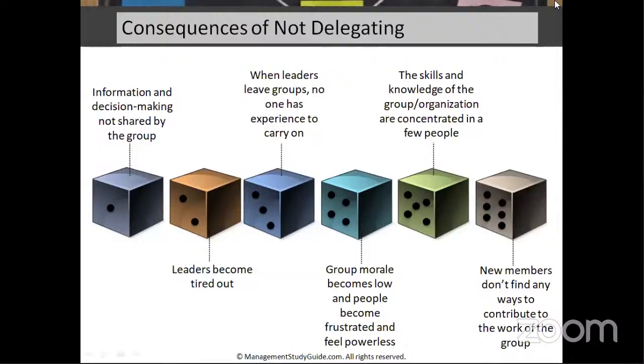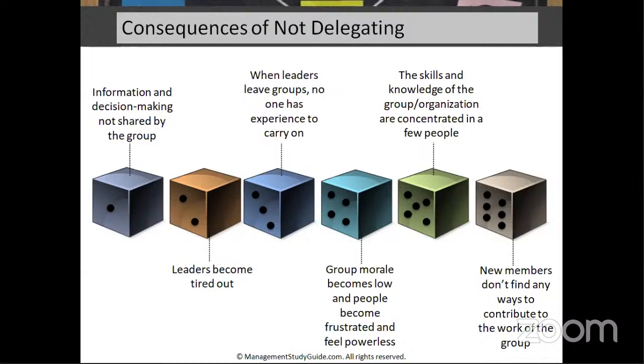Now, what are the consequences of not delegating? Information and decision making not shared by the group. Leaders become tired and are worn out. When leaders leave groups, no one has experience to carry on. So when you don't delegate, there'll be no mentoring, there'll be no coaching. So succession will be difficult. Group morale becomes low and people become frustrated and feel powerless. When we do not delegate or do not delegate right, these are part of the consequences that we face.